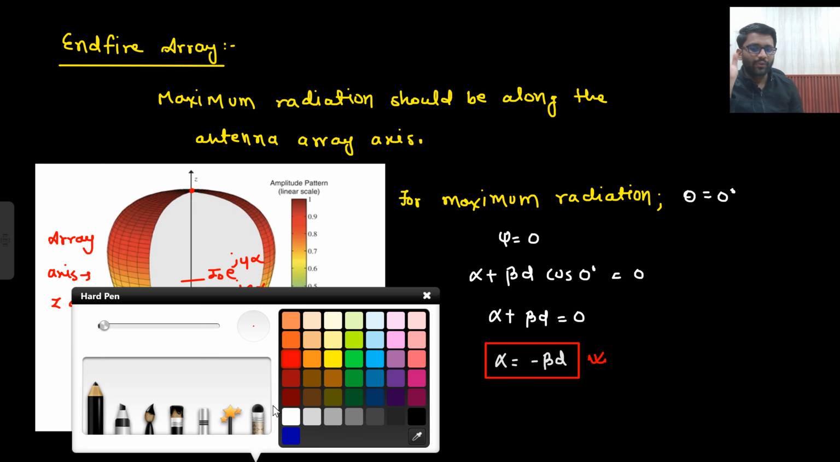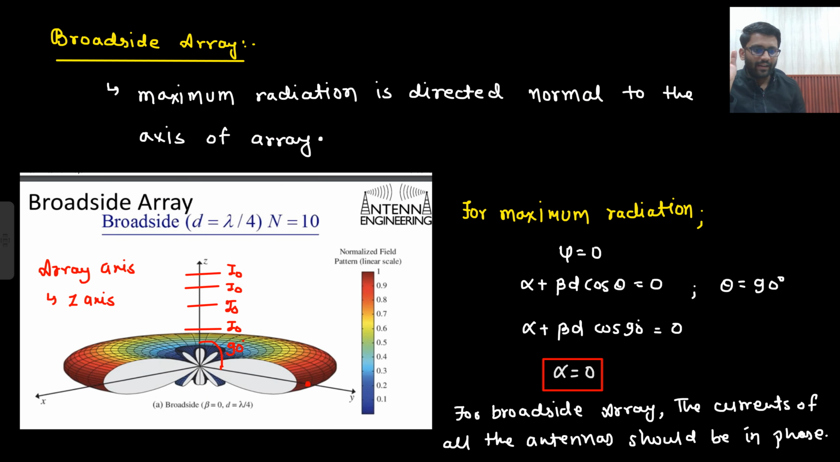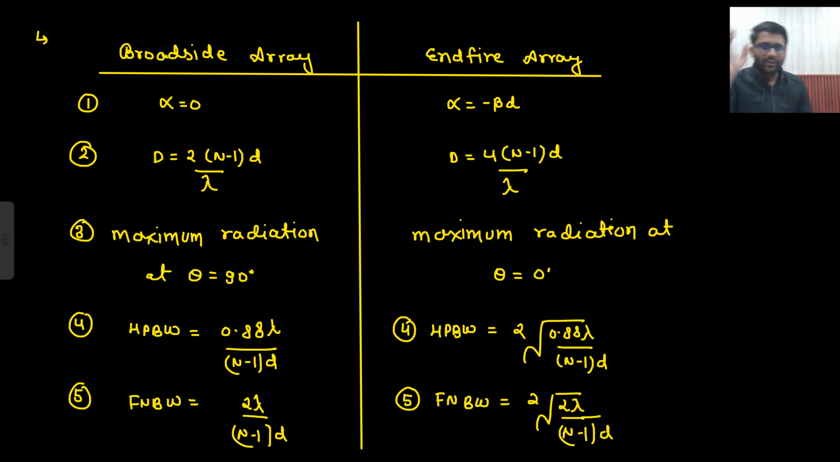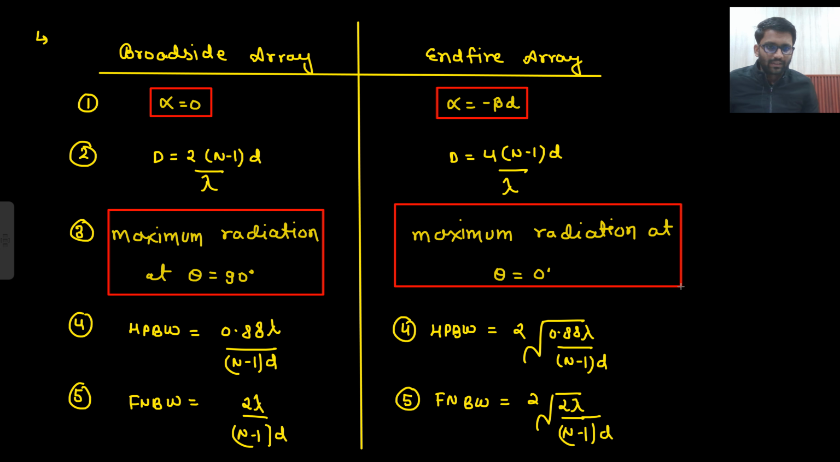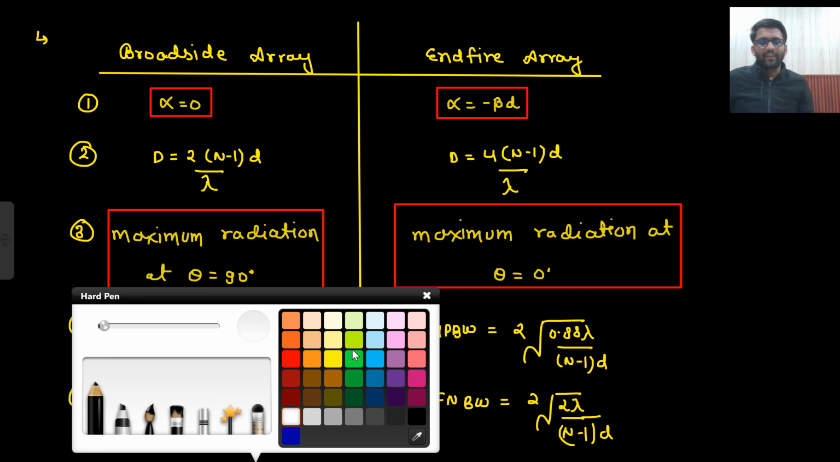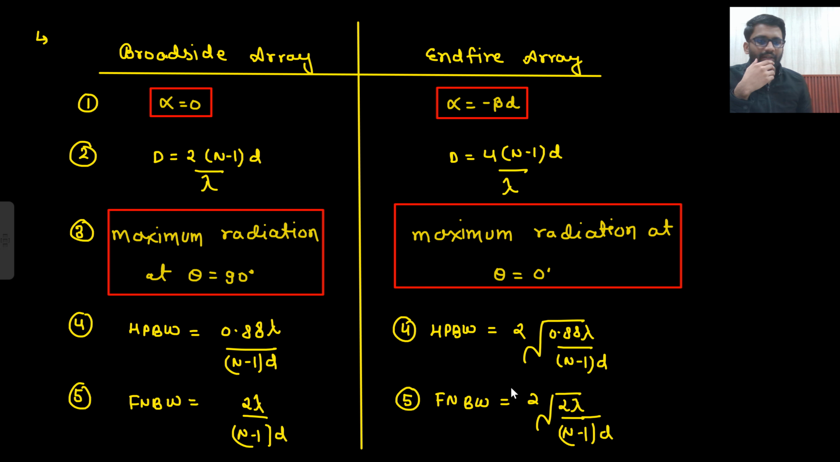So these are the two important points for your end fire array and broadside array. Very rare chance that a question would come, but if that comes, you will be able to solve it. So what are the important points? First point is this, that alpha should be equal to 0. Here alpha should be equal to minus beta d, and the maximum radiation at theta equals to 90 degree, maximum radiation at theta equals to 0 degree. So these are the two important points.